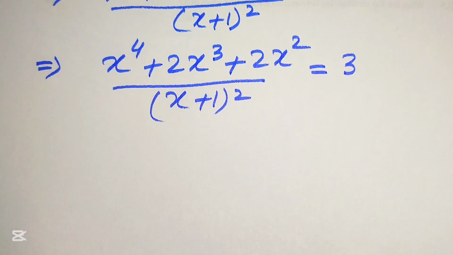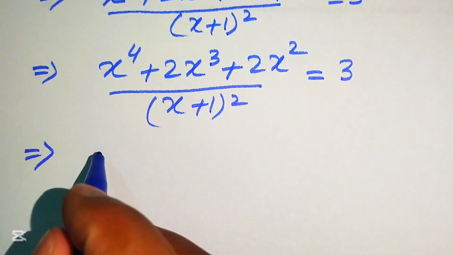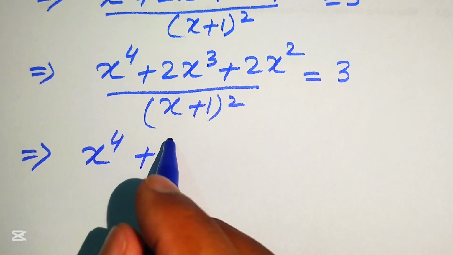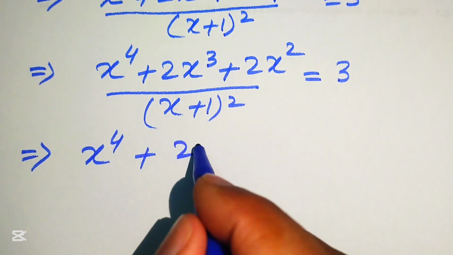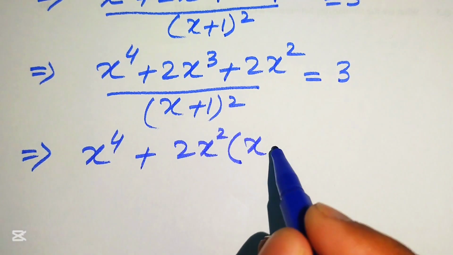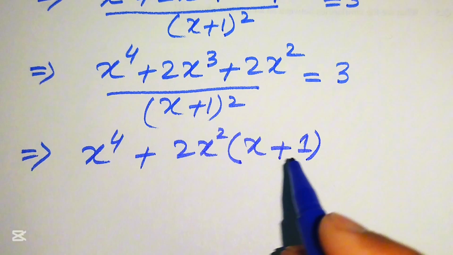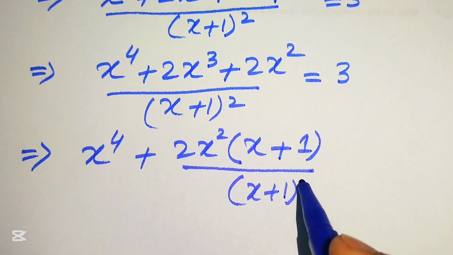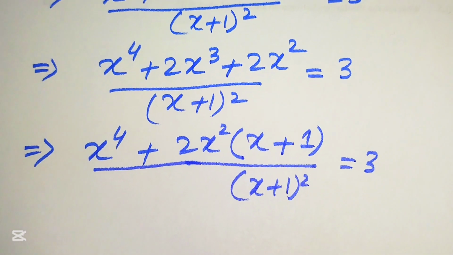And now further in the next step, we need to take common 2x square from these two terms, and it will be written as x to the power of 4 plus, so when you take common 2 times x square, here you get x only, and plus when you take common 2x square, here we get 1 only, and it is divided by (x plus 1) whole square. Okay, and this whole is equal to 3.